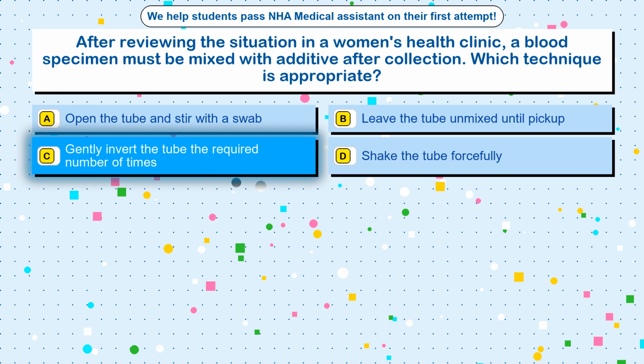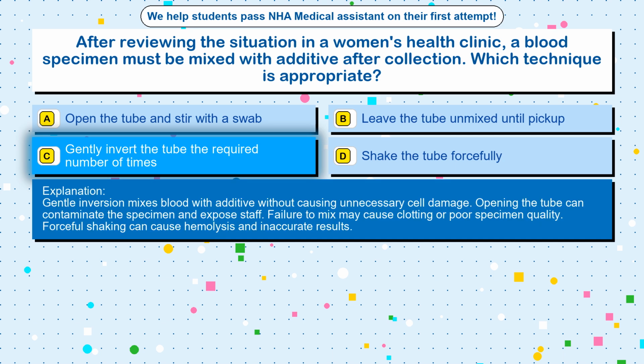The correct answer is option C. Gently invert the tube the required number of times. Gentle inversion mixes blood with additive without causing unnecessary cell damage. Opening the tube can contaminate the specimen and expose staff. Failure to mix may cause clotting or poor specimen quality. Forceful shaking can cause hemolysis and inaccurate results.